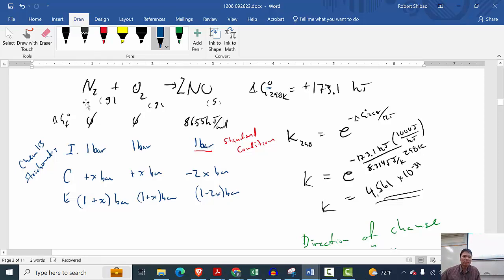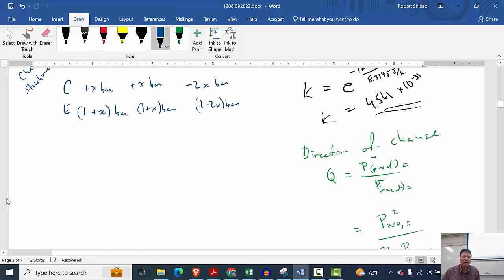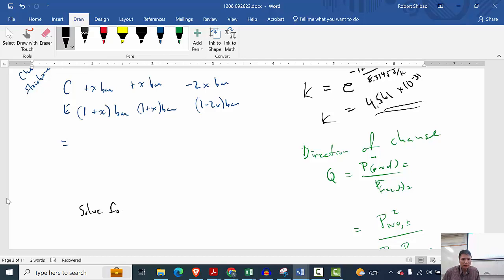So now I'm going to leave a little bit of space here, because once we find what X is, then we can calculate all the concentrations here. But we have to solve for X first. And so let's do that here. I'm going to solve for X.